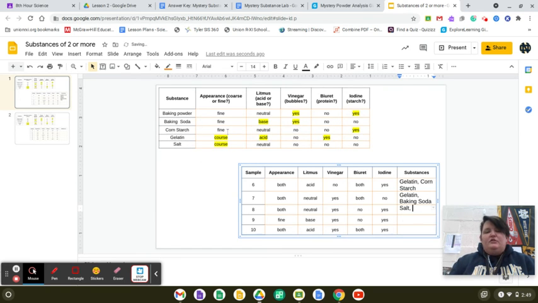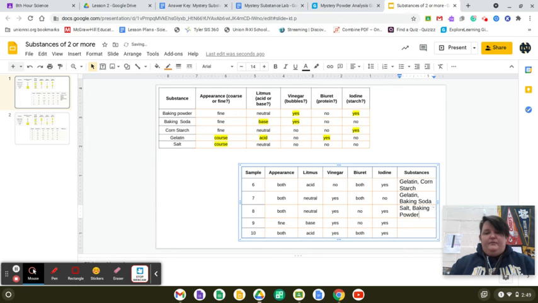Then our other two neutrals are cornstarch and baking powder. So now we look at vinegar and iodine. So cornstarch and baking powder, both of ours are yeses. So the only thing between baking powder, I think I said soda earlier, baking powder and cornstarch, the only thing that is yes, yes for both of them is baking powder. So our answer would be baking powder, okay, because it fits that category.